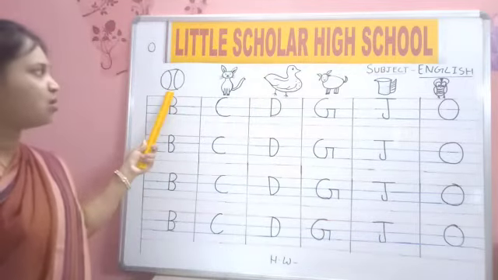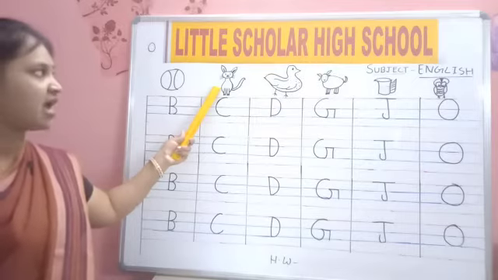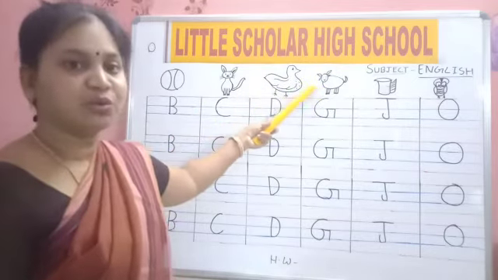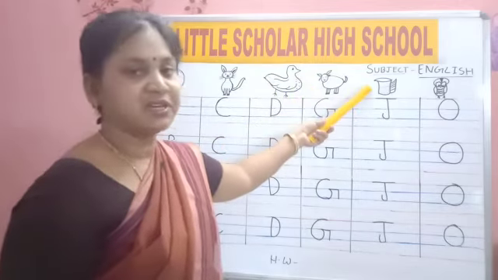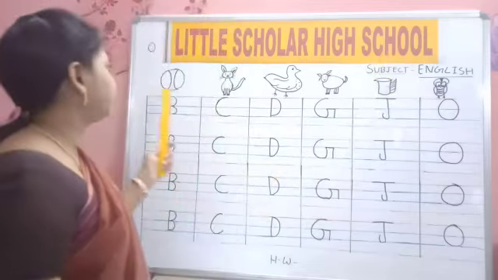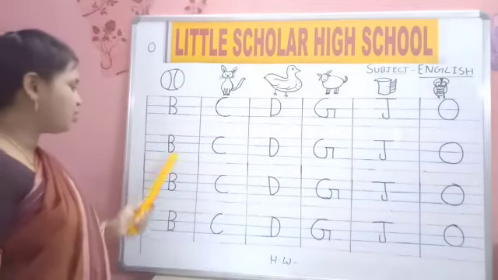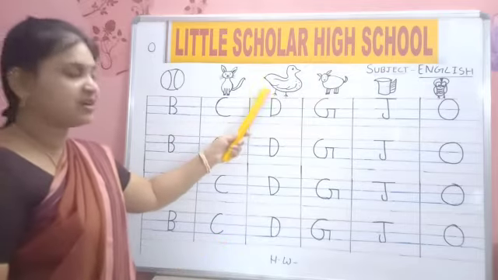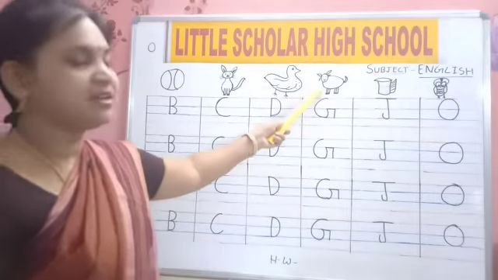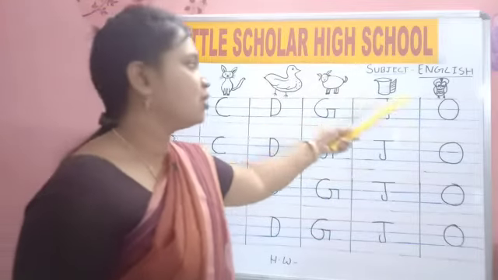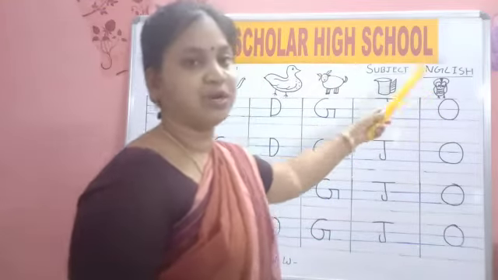B for ball. C for cat. D for duck. G for goat. J for jug. O for owl. Once again. B for ball. Yes. C for cat. D for duck. G for goat. J for jug. O for owl. Yes children.